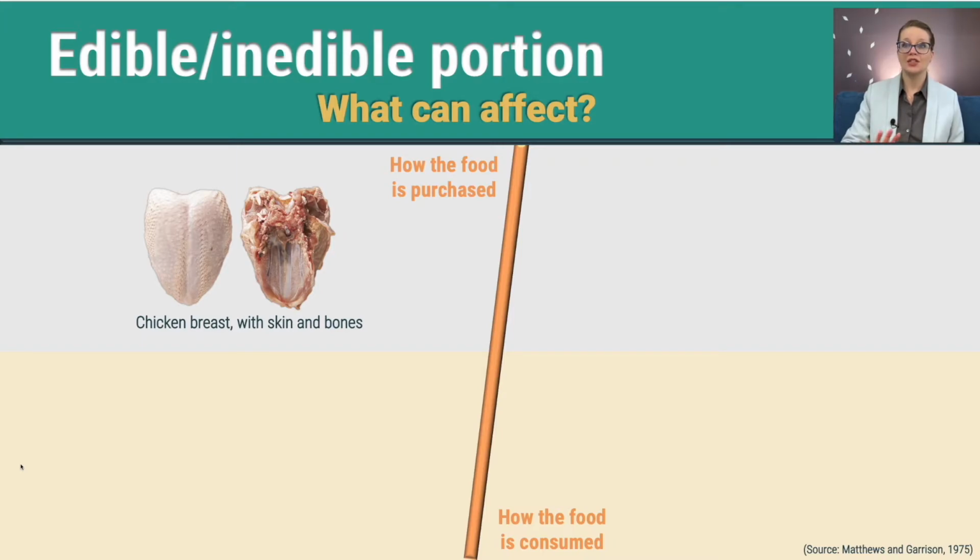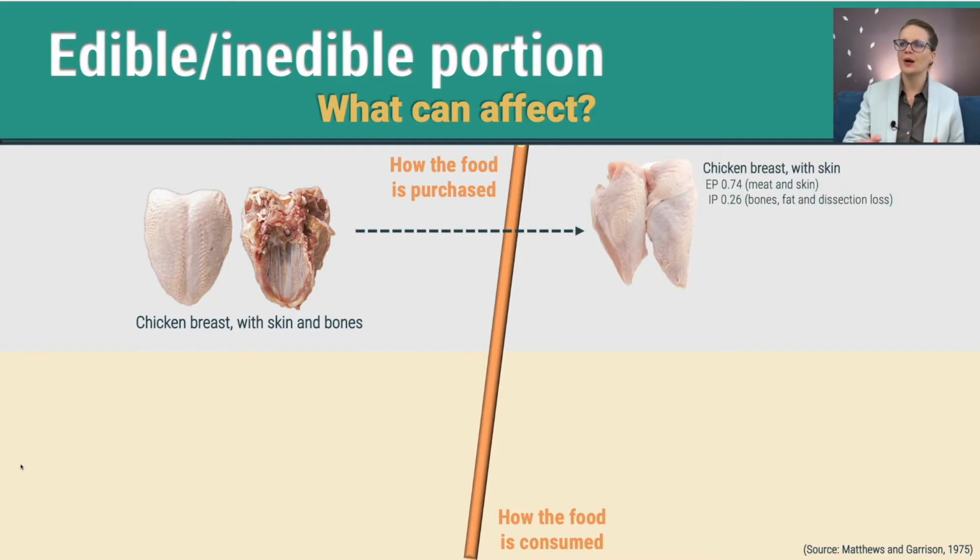So let's take chicken breast as the first example. We can have the chicken breast available for purchase as we are seeing here, the chicken breast with skin and bones. If we buy the chicken like this, we can have that the edible part is the chicken breast with skin, meaning that we have removed the bones and some fat and the section losses. So here in this case we would have that the edible part is 0.74 of the food as purchased.